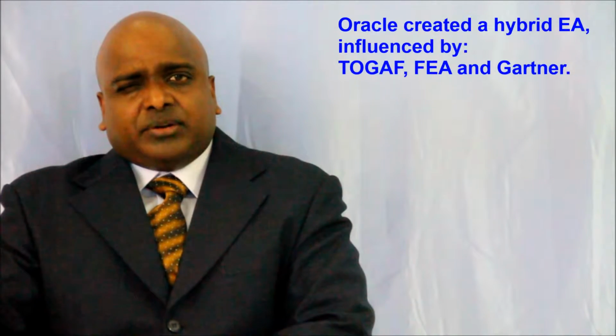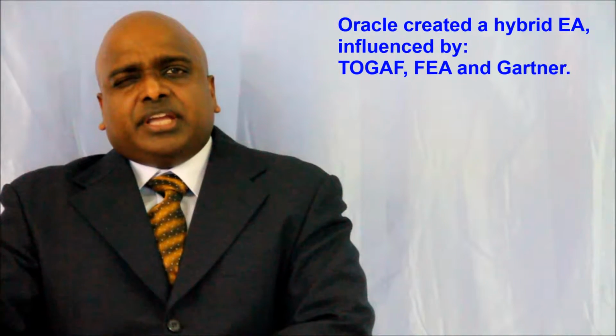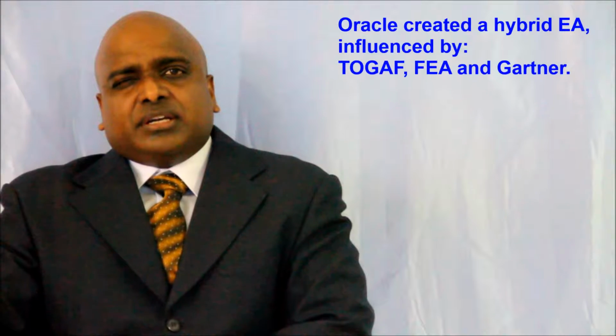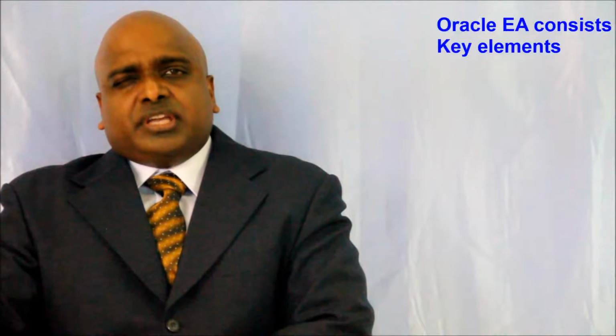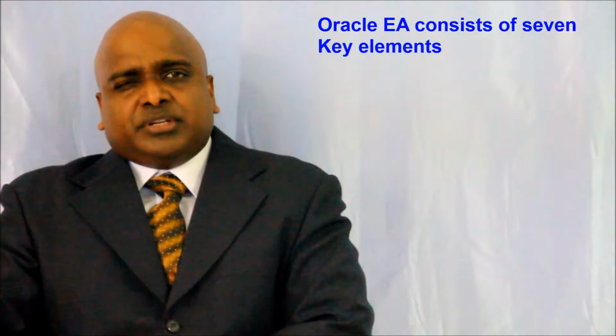and IT to align. Oracle created a hybrid EA which was influenced by the Open Group Architecture Framework known as TOGAF, Federal Enterprise Architecture known as FEA, and Gartner. The Oracle EA consists of 7 key elements.